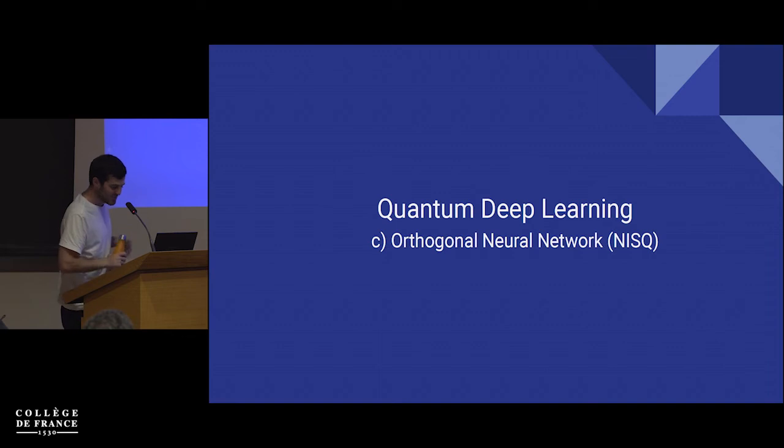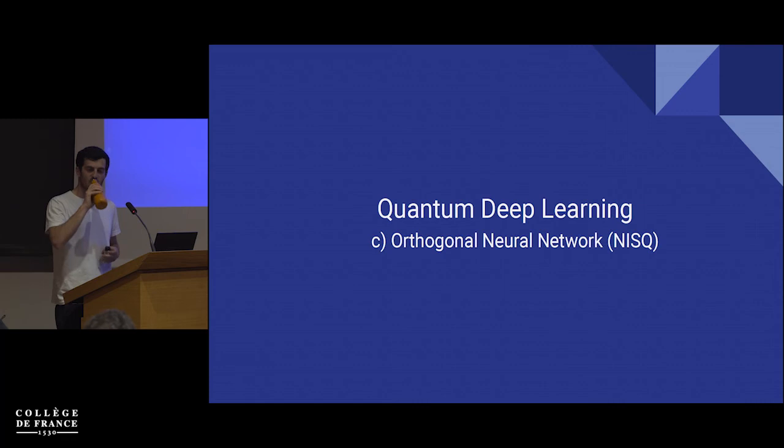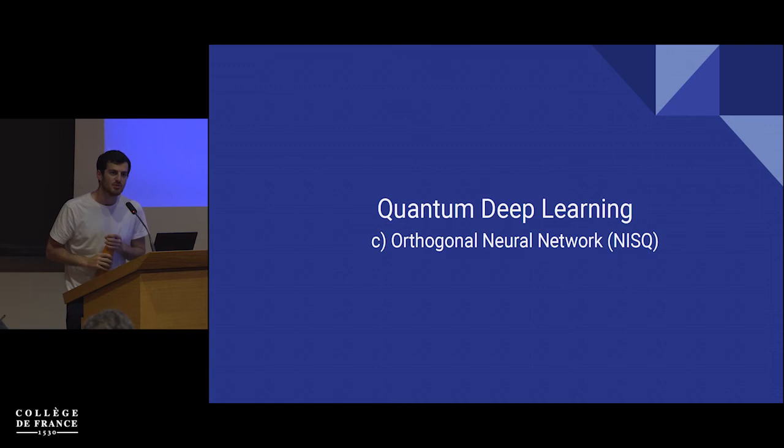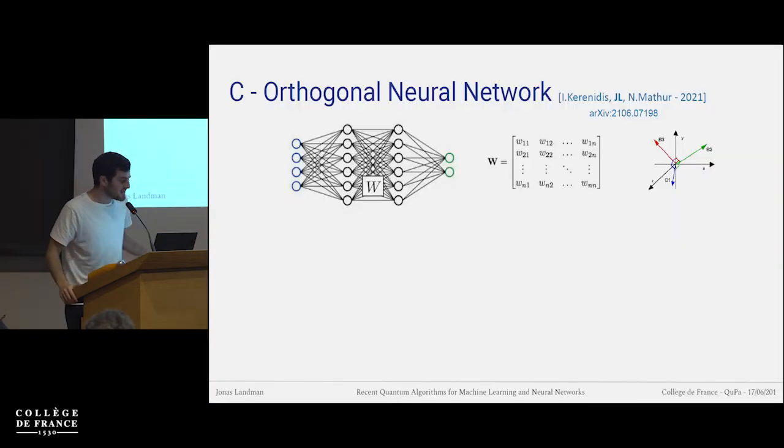All right, so let's take a look at a final quantum neural network, which is quite different, because this one is suited for NISQ, noisy intermediate scale quantum computers, and it's called orthogonal neural networks. So what is an orthogonal neural network? Actually, you just take the fully connected neural network that we saw earlier, and you want each matrix to be orthogonal, meaning that the rows are orthogonal vectors to each other. And this gives special properties to the neural network.